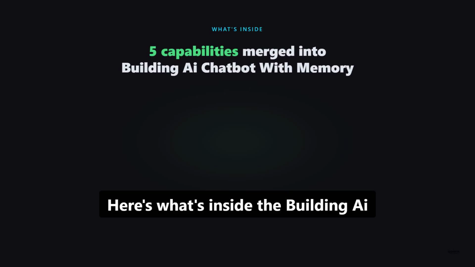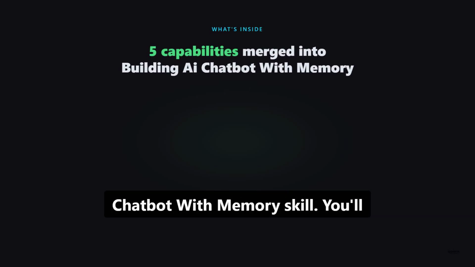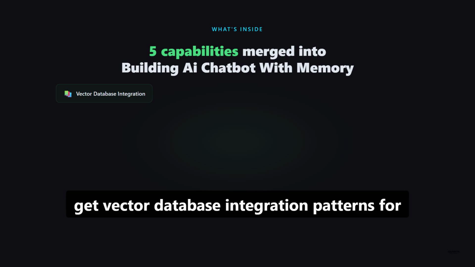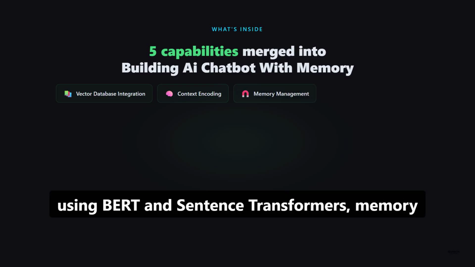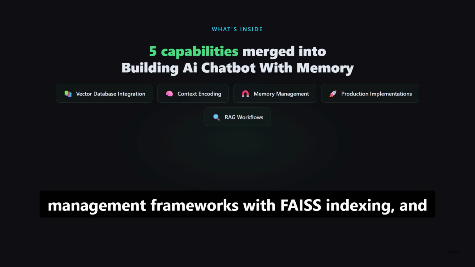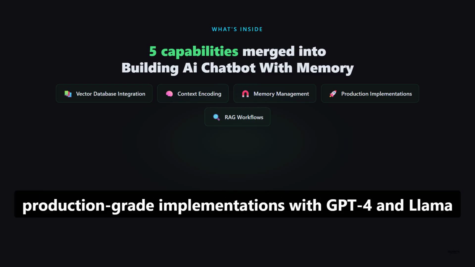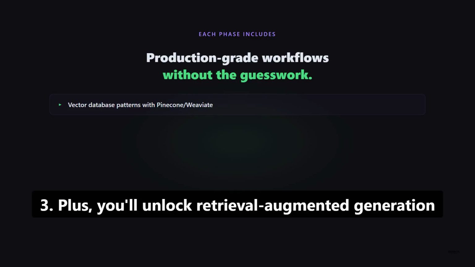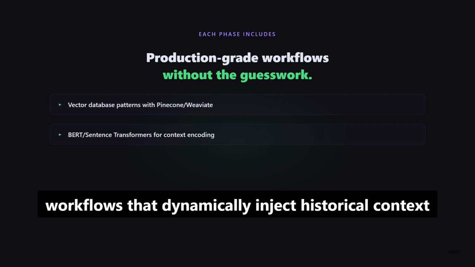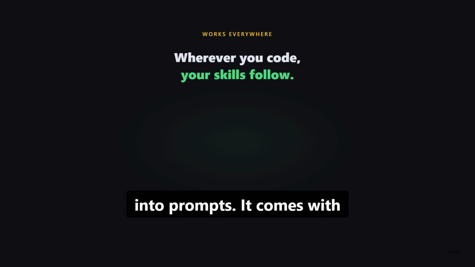Here's what's inside the Building AI Chatbot with Memory skill. You'll get vector database integration patterns for scalable memory storage, context encoding techniques using BERT and sentence transformers, memory management frameworks with FAISS indexing, and production grade implementations with GPT-4 and Llama 3. Plus, you'll unlock retrieval augmented generation workflows that dynamically inject historical context into prompts.